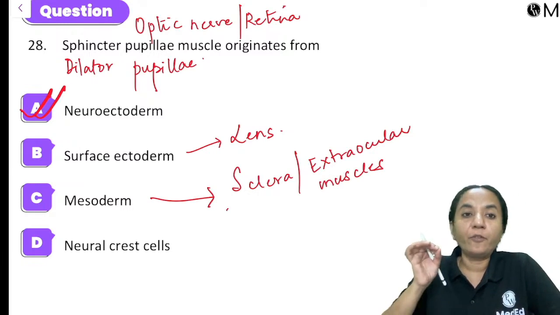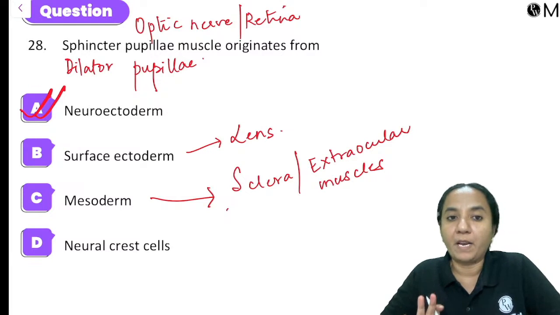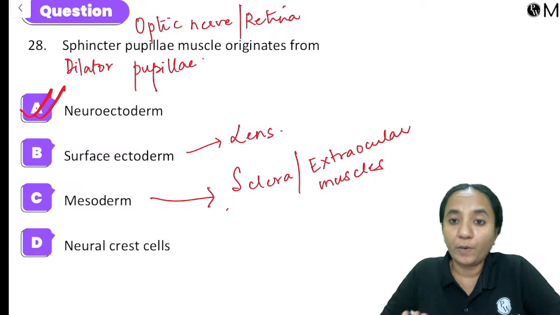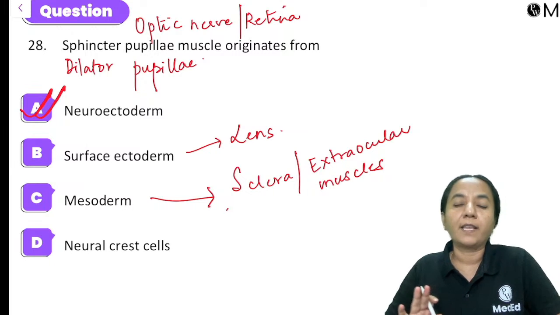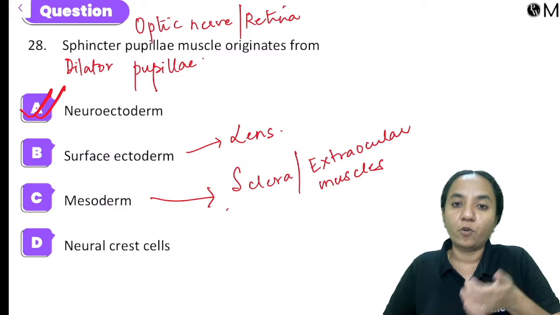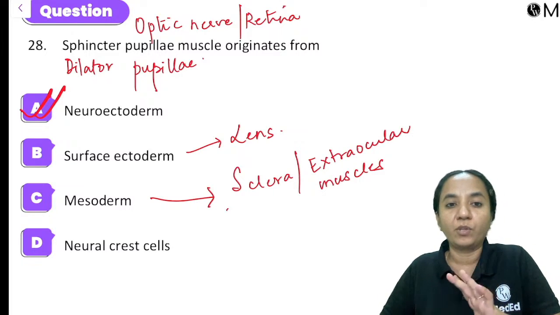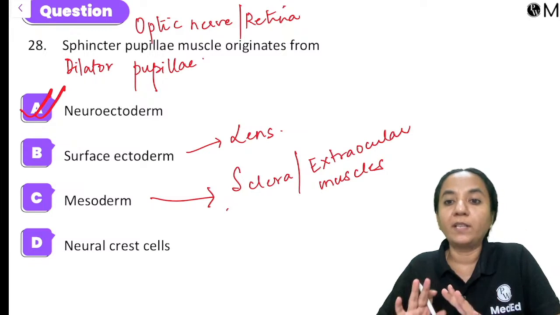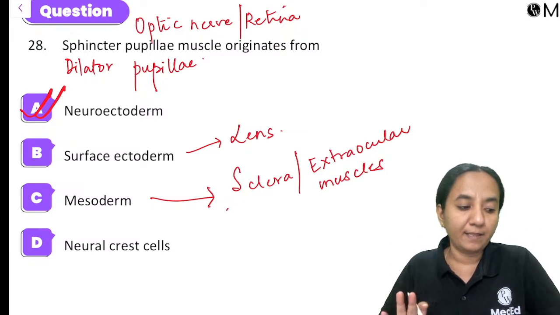So these are a few important things that you need to memorize. Please remember, optic nerve, retina, sphincter and dilator pupillary muscle are the ones that are asked. They originate from neuroectoderm. Crystalline lens originates from surface ectoderm. Sclera and extraocular muscles originate from mesoderm. There's a long list, but these are the ones that you have to know. They are asked in the exam.